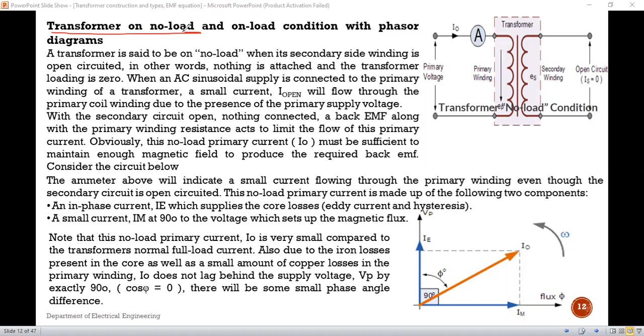Okay, so that means the core loss we want to calculate. Core loss we want to calculate at no load condition. ज्यावेळेस transformer no load condition ला असेल, at that situation we want to calculate the core losses.